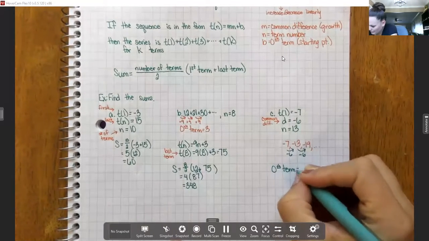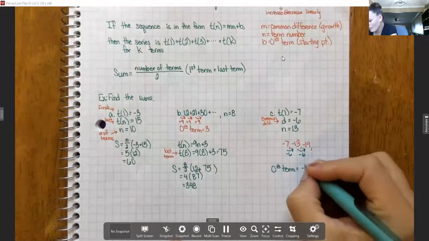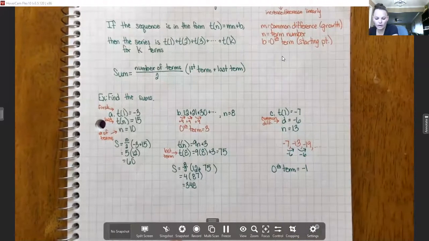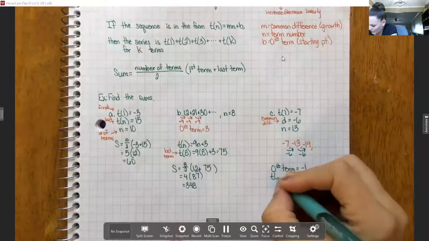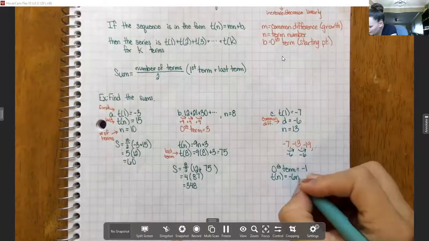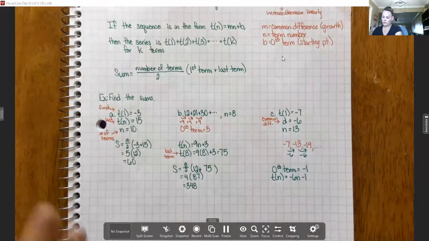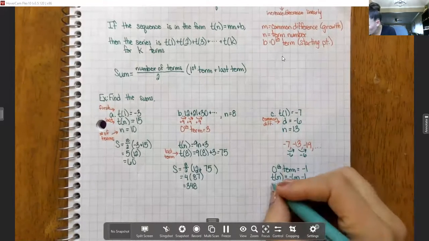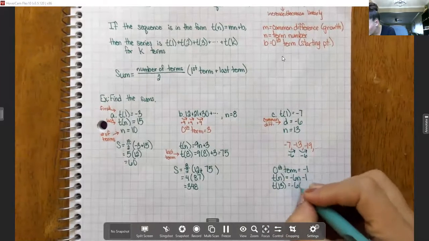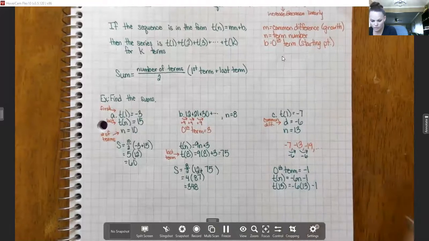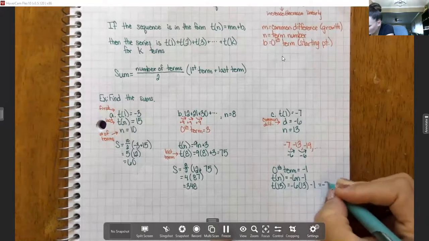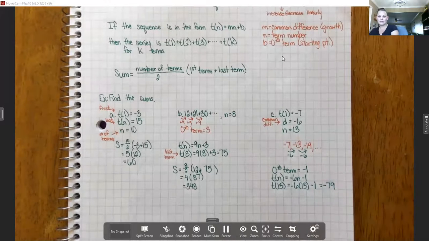So that tells me my 0th term would have been -1. Working the other way, if I added 6, I would have -1 there. So my sequence generator is t of n is -6n minus 1. So same thing, I want to find my last term, t of 13, so -6 times 13 minus 1. I'm going to end up with -79. So that's my last term.